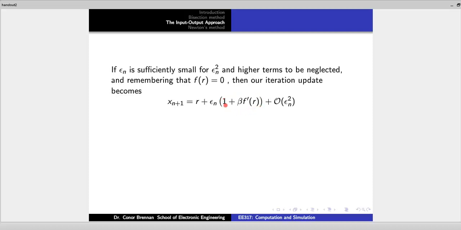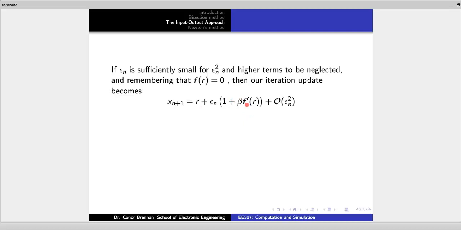And now we know that if we can make what's in this bracket here, 1 plus beta f dash r, if we can make this small, we can make this term disappear, or make it very small, which would be great. That means our previous error was epsilon n. If we can make this term go away, our new error, well, xn plus 1 will be r plus all this stuff. And this stuff is order epsilon n squared. But the previous error was epsilon n, which is pretty small. If we can make this expression disappear, our new error will be epsilon n squared, which is even less. Okay? Because for small epsilon n, epsilon n squared is much smaller than epsilon n.